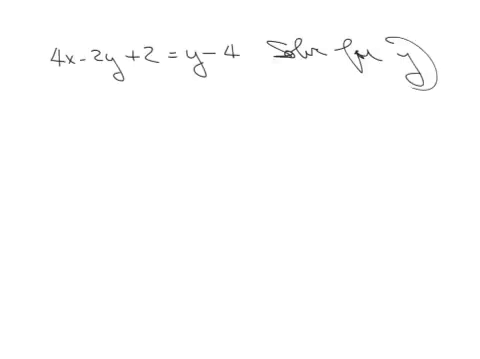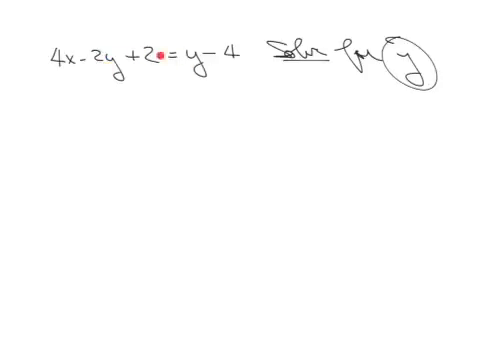So we've got 4x minus 2y plus 2 equals y minus 4. And they're asking us to solve for, sorry my writing's bad, solve for y. That is supposed to be solve for. So we're solving for y. That means we need to get y isolated by itself on one side of the equal sign. Right now we have it on two different sides.